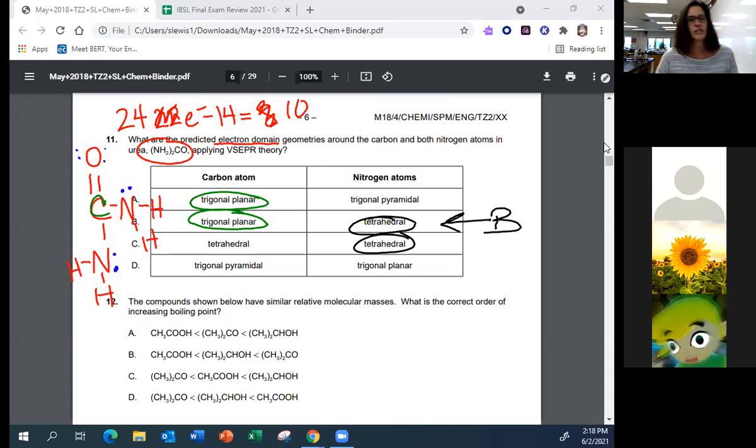So do you think the challenge on that one maybe was not knowing what the Lewis dot structure was for that compound? Maybe.